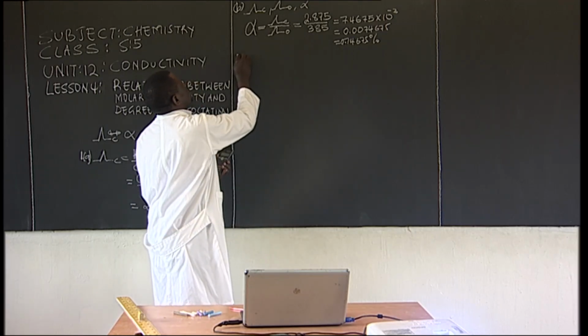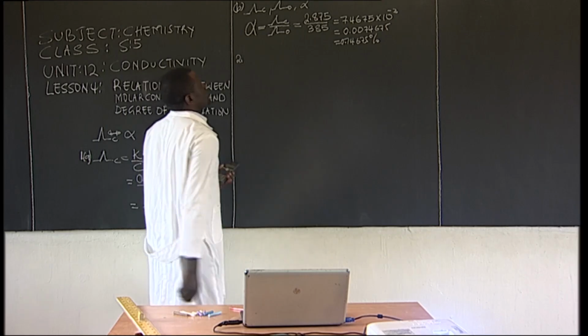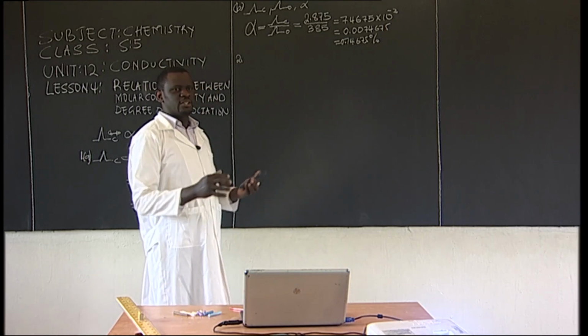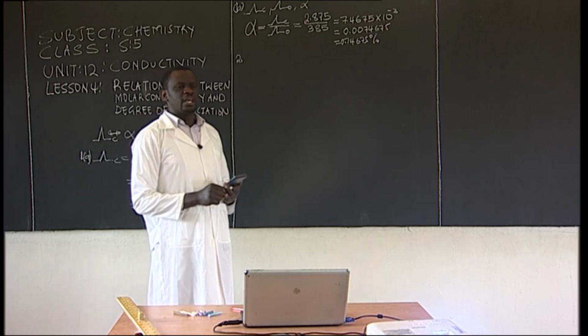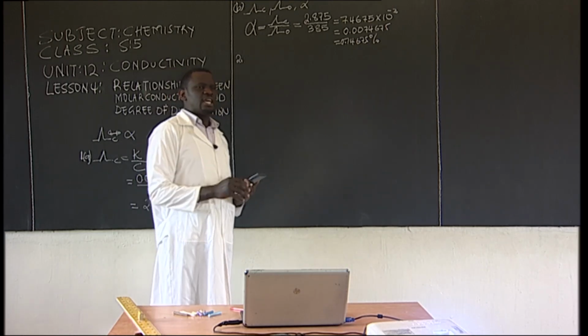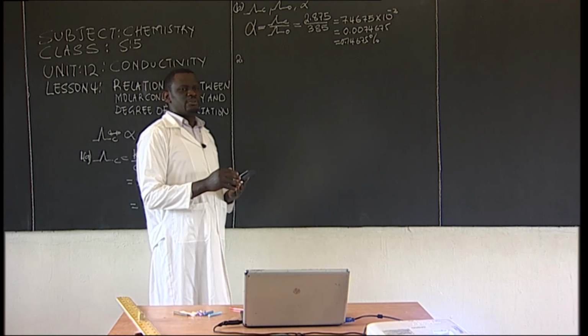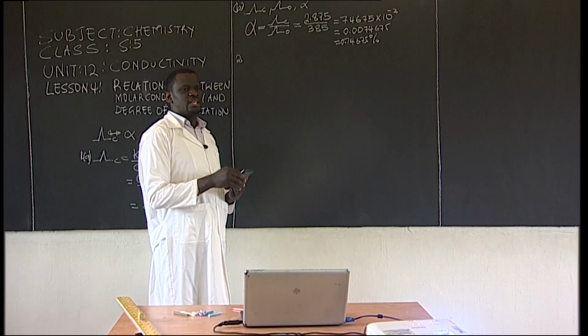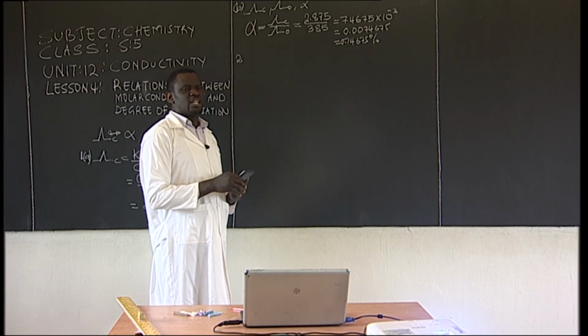So we quickly go to number 2. Number 2 is quite more elaborate. They are asking for the degree of dissociation, the degree of ionization, and the acid dissociation constant, or the acid ionization constant, Ka. And then the pH of the acid.